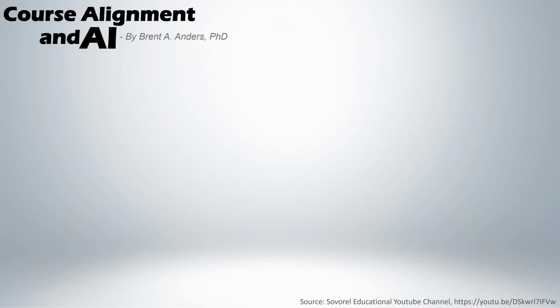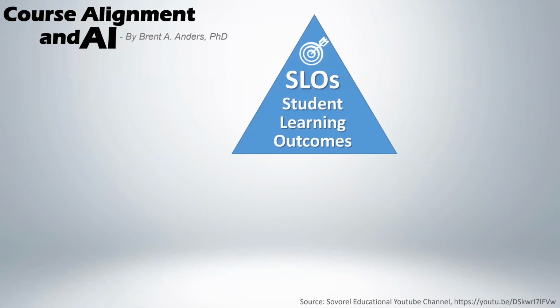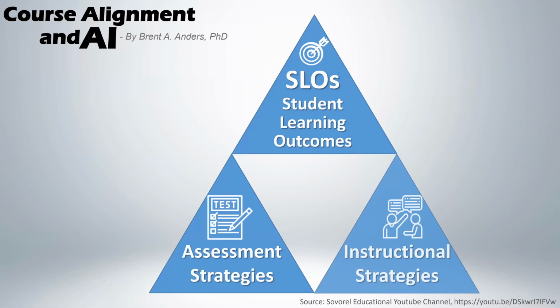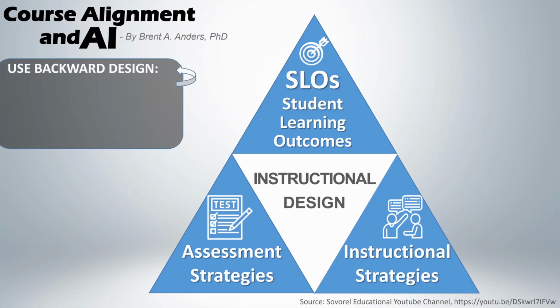One of the primary aspects in creating a course is ensuring that you have course alignment. This is made up of having the student learning outcomes, the assessment strategies, and then the instructional strategies. Put together, this deals with overall instructional design. We use backward design in order to create the best course possible.